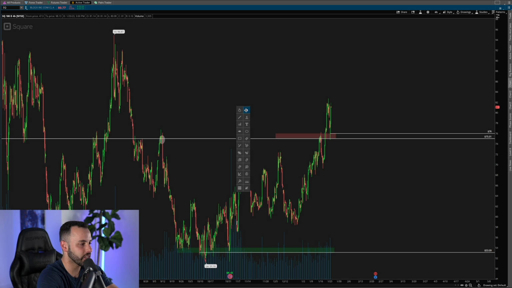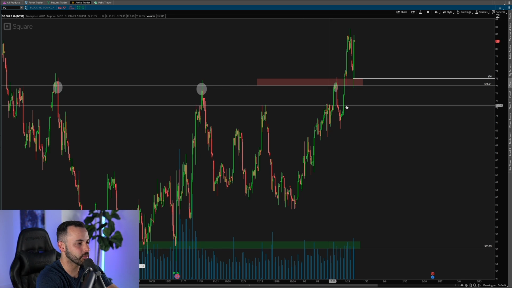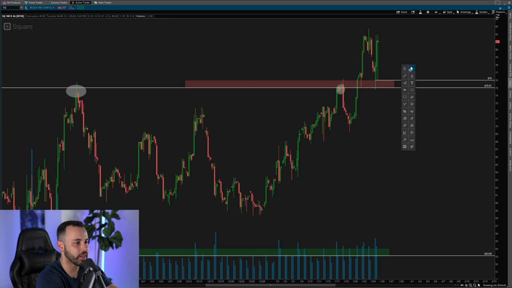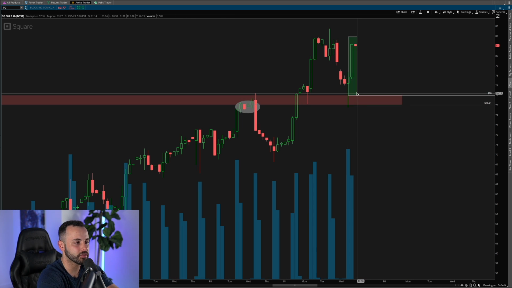Again, if we zoom out, this is a perfect previous high, double top and even a triple top. We broke out, we pulled back to it, and we held it as a perfect support. Again, another fantastic swing trade entry.